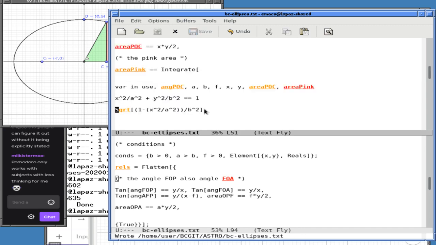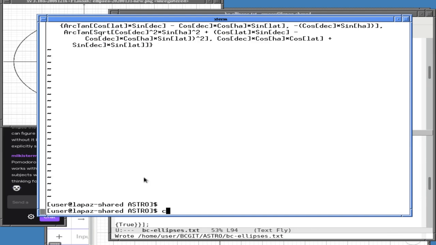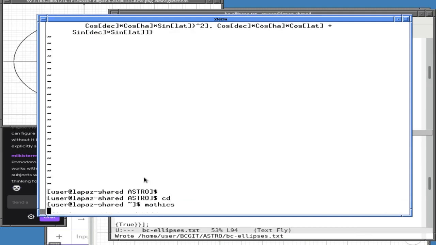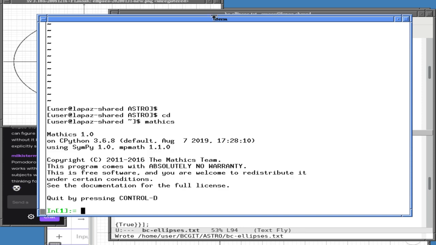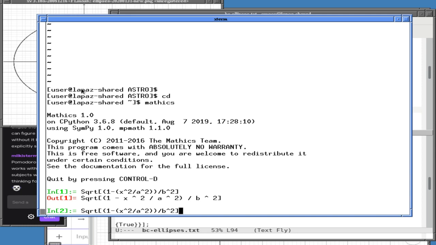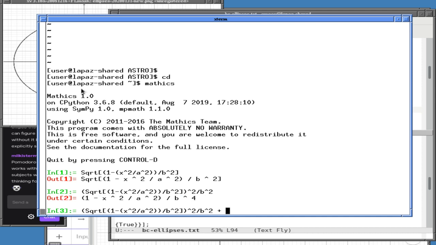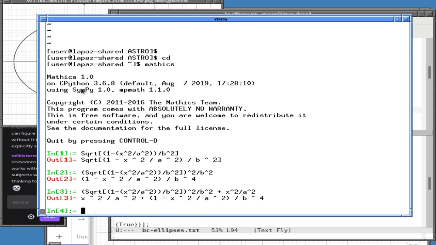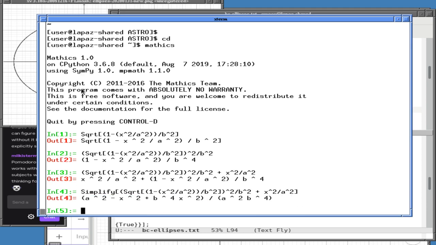Let's go ahead and see if Mathics can redeem. It will never redeem itself, but let's see if we can at least have it do something vaguely interesting. So we'll just put this in here, and then we're going to say this is the y value, presumably, over b squared. This thing squared over b squared plus x squared over a squared. Simplify, this better give me one. I already sense it won't. Yep.